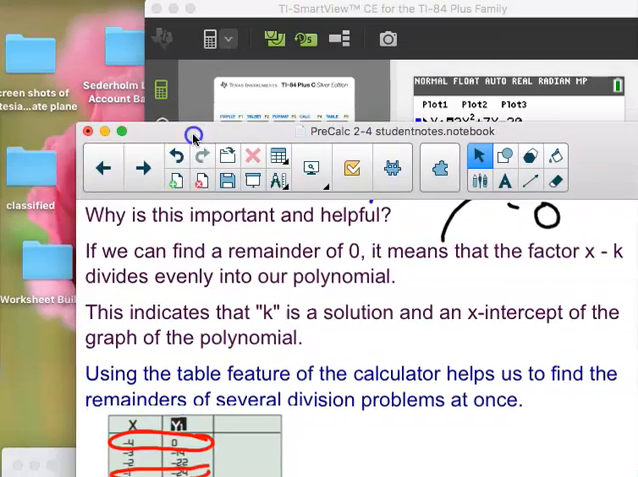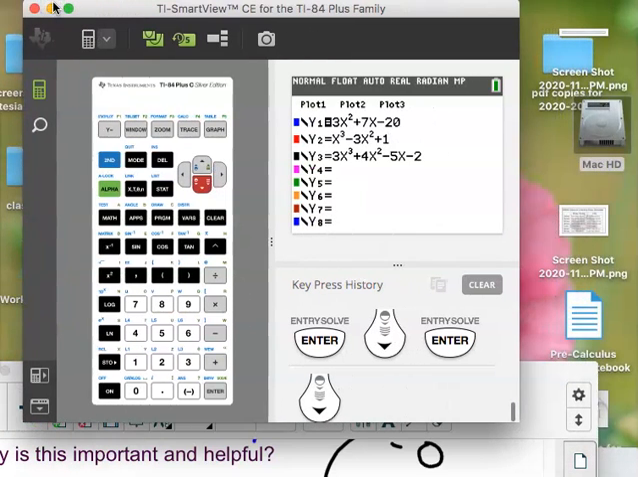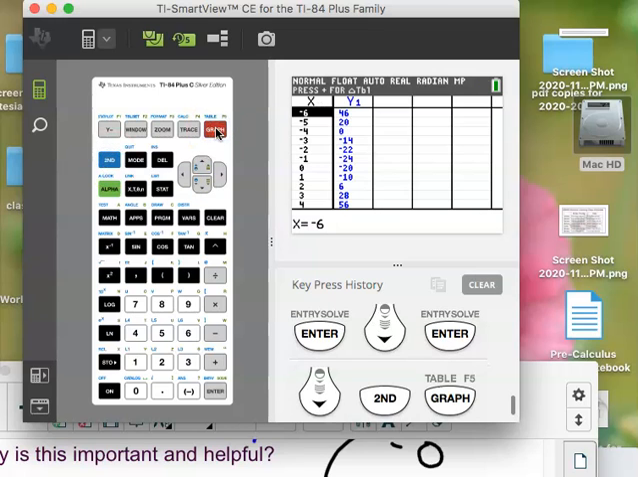And this is really easy to do on your calculator. All you do is go ahead and put in the 3x squared plus 7x minus 20, and you'll notice that's the only one I have turned on right now because that's darkened. Second table, there it is. So that allows you to find a lot of remainders at one time. But again, the one that's going to be significant for us is when we find those remainders of 0, because that divides into it evenly. That's a linear factor of our polynomial.